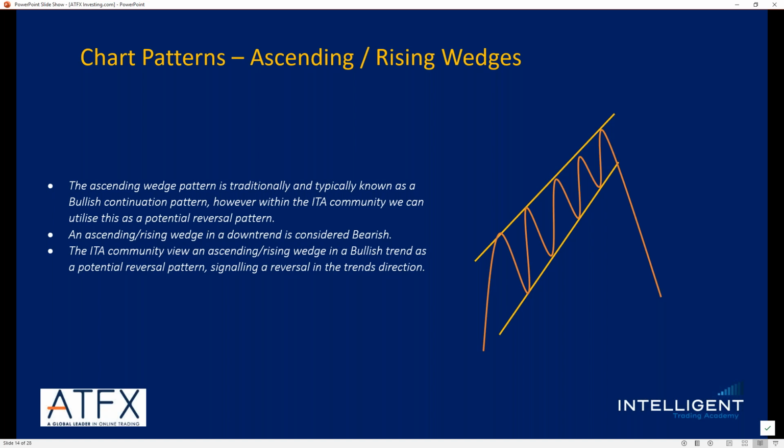So I haven't drawn typical textbook price action elements within this, but we're always looking for opportunities to get short a rising or ascending wedge, and we're looking for the evolvement and adaptation of the market. Now, we see ascending rising wedges in a downward trend considered bearish, and of course the ITA community sees this as a potential reversal pattern, signaling a reversal in the trend's direction.